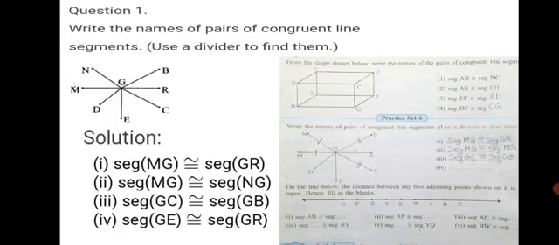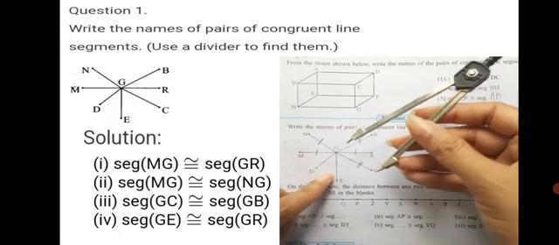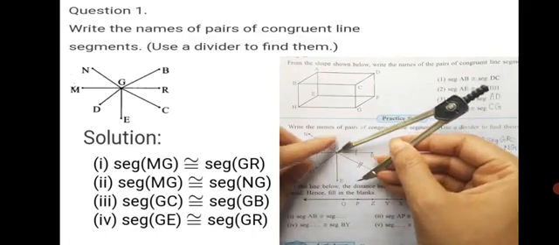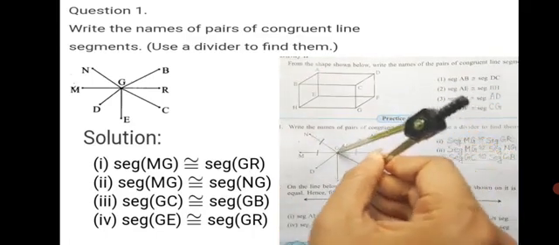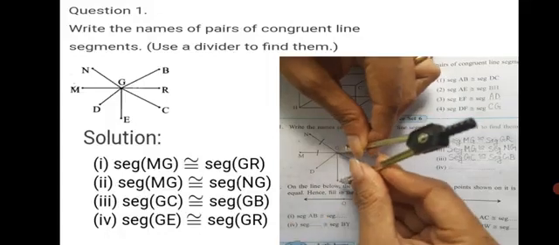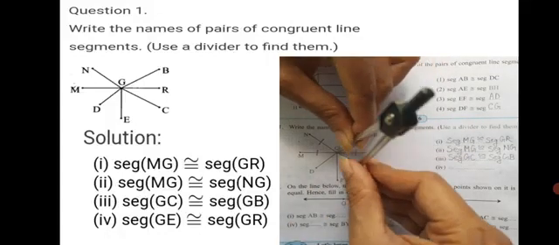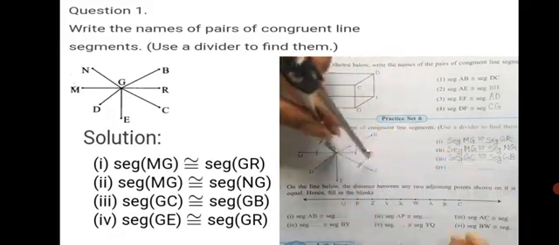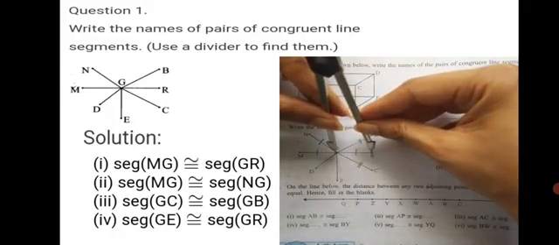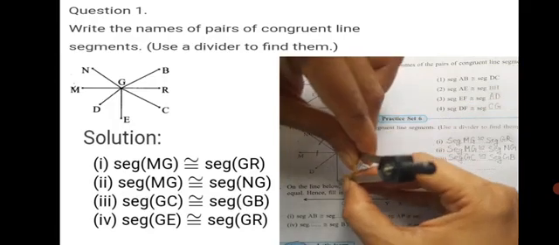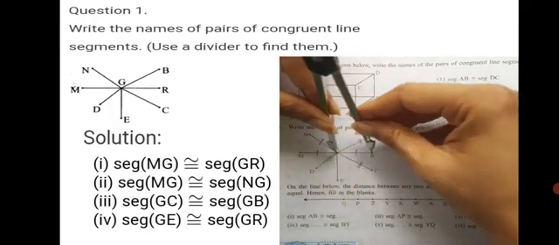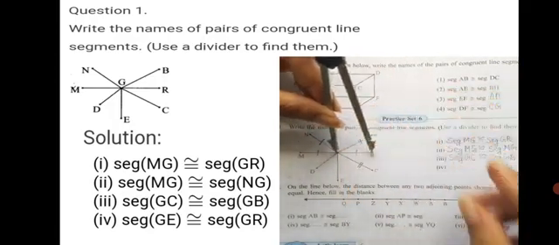Now which ones are left? Let's see, seg GE is left. Is it congruent to any other side? So seg GE, we take the divider, adjust the divider such that you take the endpoints perfectly, and check with whom it will match. Is it matching with GR? Yes. GE is matching with GR perfectly, equal distance.